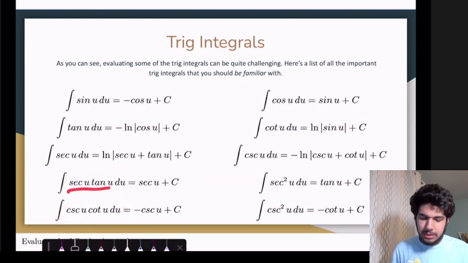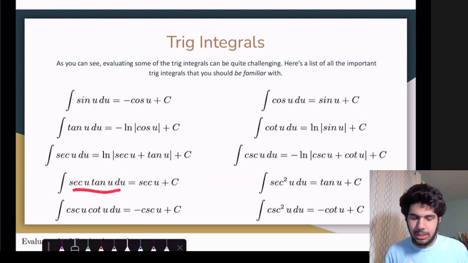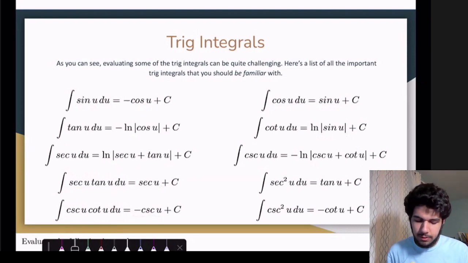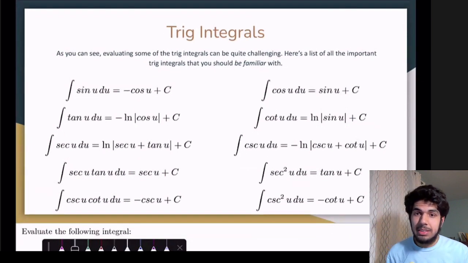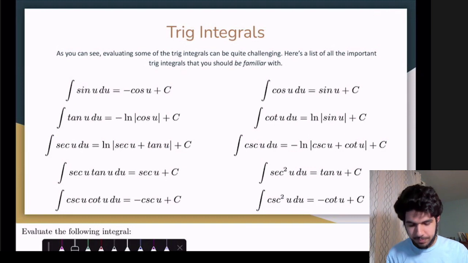And the reason we get these forms is because, for example, the derivative of secant of u is secant u tangent u. Similarly, the derivative of negative cosecant of u is this. So these are some things we may see in the integrand, and it may be helpful to be familiar with these. So again, it's good to be familiar with these. It's even better to memorize them, but these are here for your convenience.